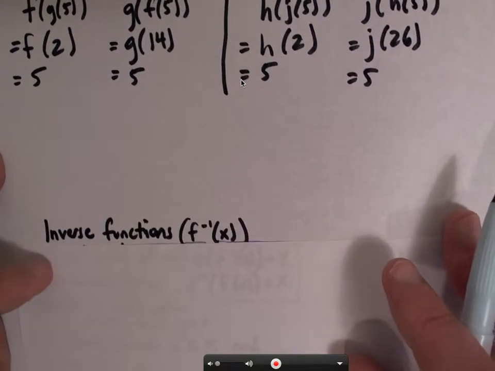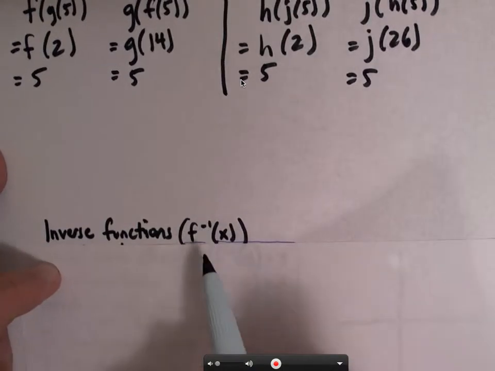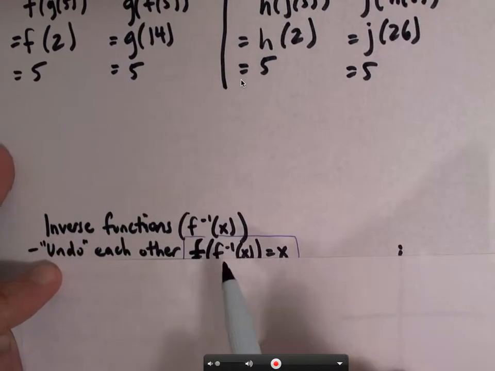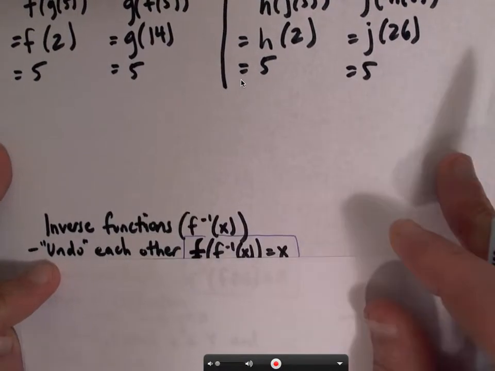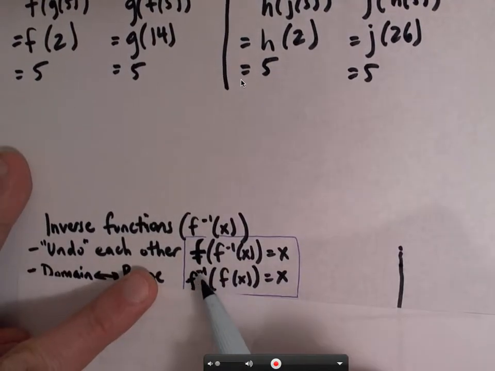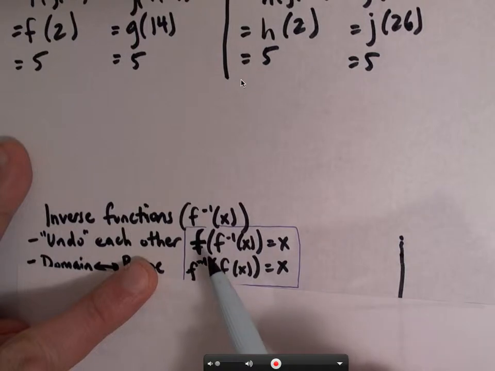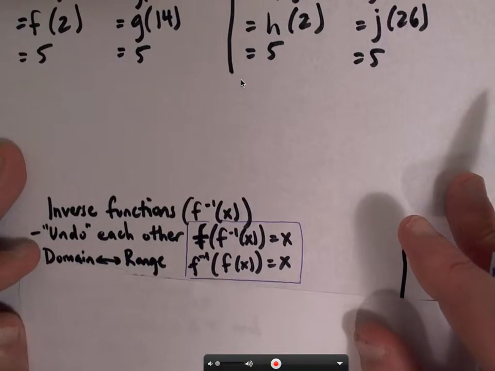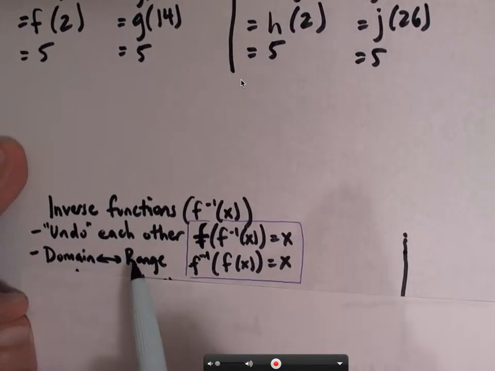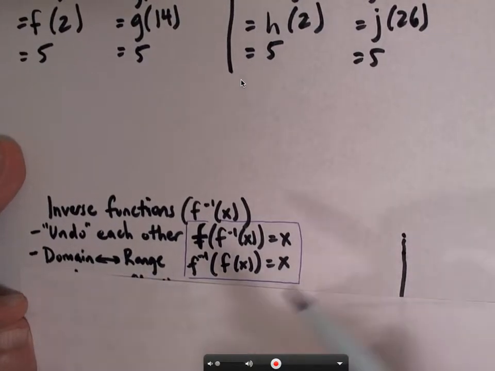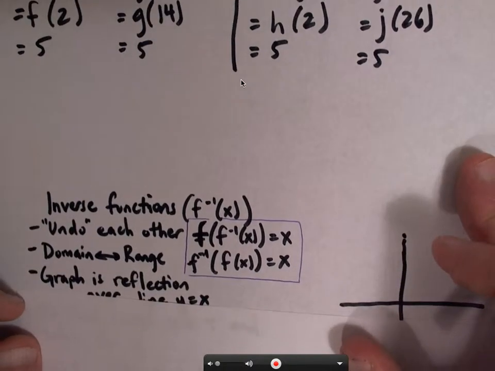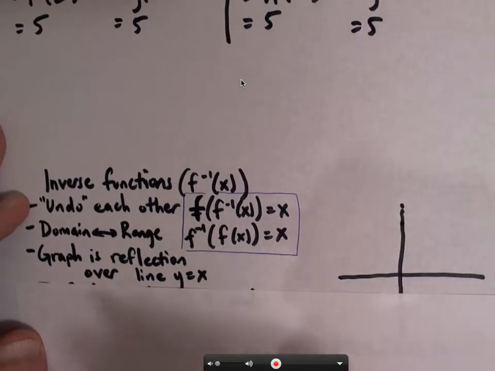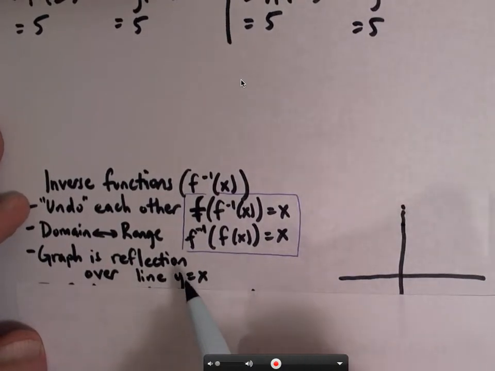So for the inverse function, we can write a little negative 1 here. It's not an exponent. Inverse functions, first off, undo each other. So f of f inverse of x is just x. Likewise, f inverse of f of x is just x. So if you take the composition of functions, you're just going to get back the original. Another key feature, the domain of one is going to become the range of the other, and the range is going to become the domain. And another key feature, if you graph the original function and the inverse function, it's going to be a reflection over the line y equals x.